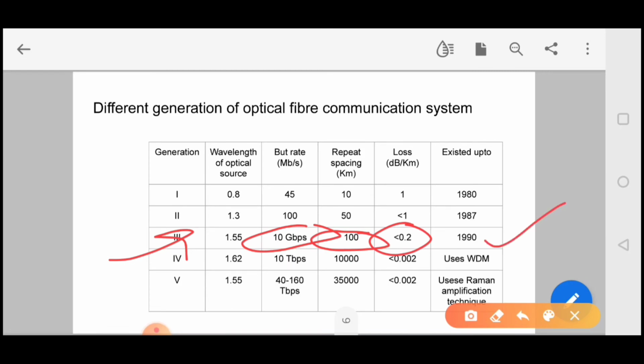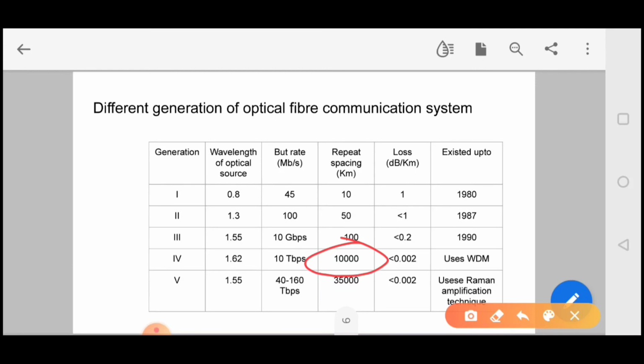Now we are using the fourth generation of optical fiber communication, in which the wavelength is 1.62 micrometer and the speed is 10 Tbps. Repeaters are now used at 10,000 kilometer spacing, and the losses are less than 0.002. In this fourth generation we are using the technology named wavelength division multiplexing. Wavelength division multiplexing is introduced to increase the bit rate. In the proposed next generation, solution-based lossless and dispersionless optical fiber communication will be in reality.